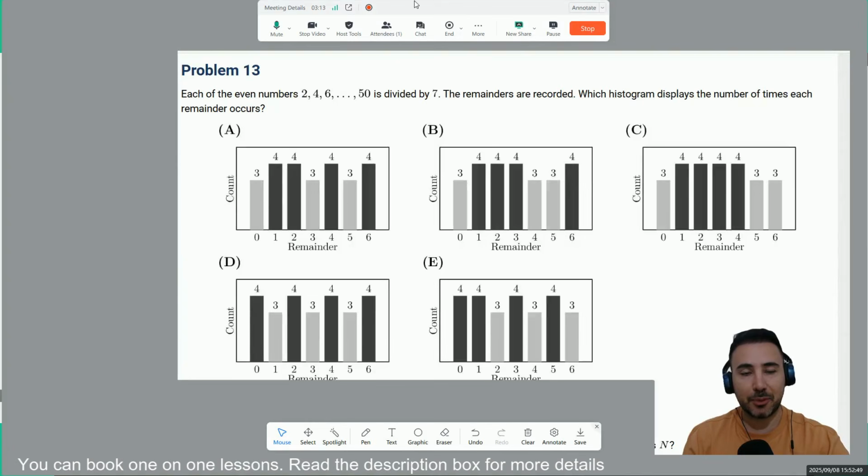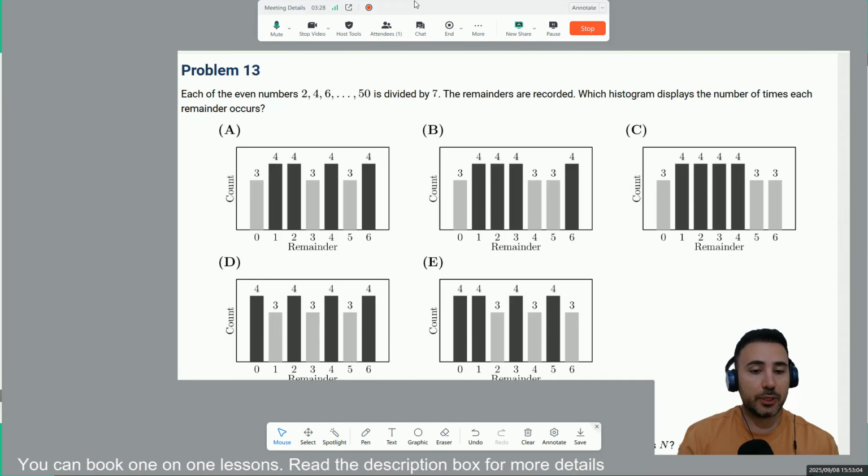Okay, let's do problem 13 in 2 different ways. Number 1 is going to be quick, and it's very useful for competition tests like AMC8, but you also have to learn the second approach as well.